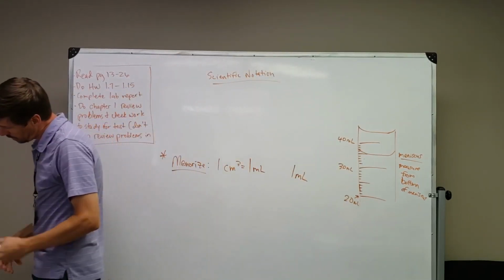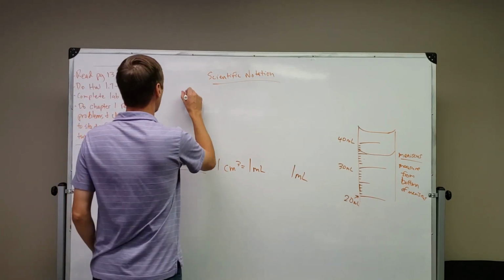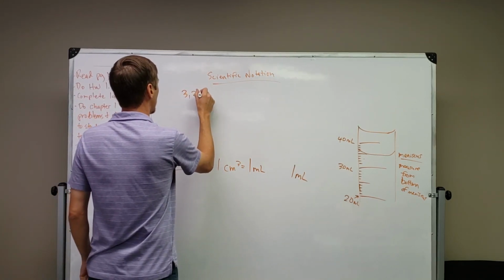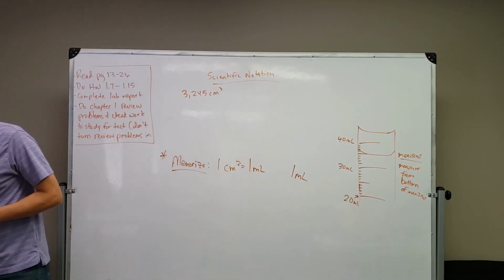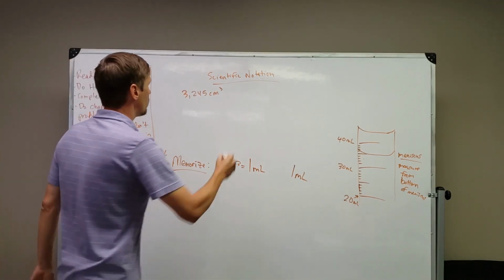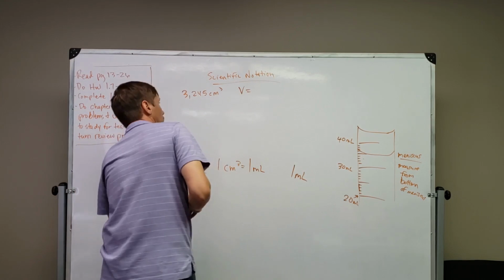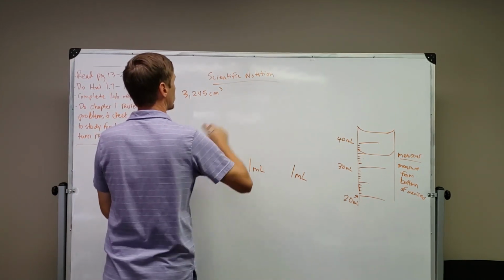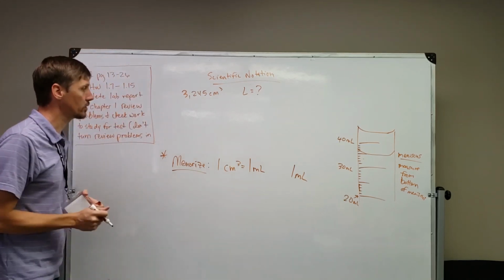They say the volume of a box was measured to be 3,245 centimeters cubed. They want to know the volume in liters. So what is the volume in liters? What is the number of liters equal to for this?